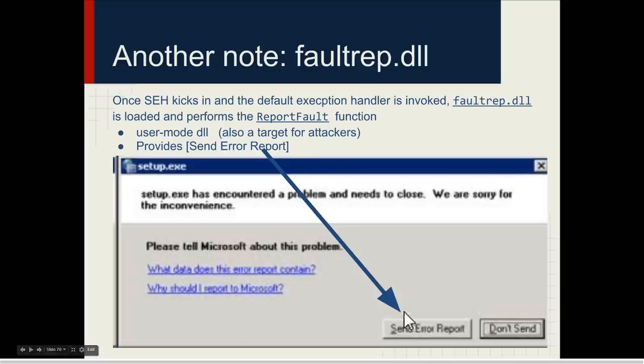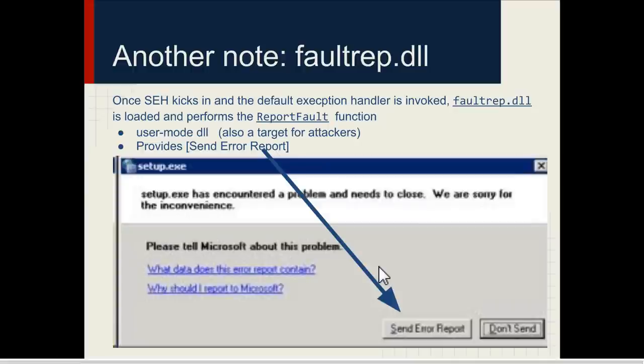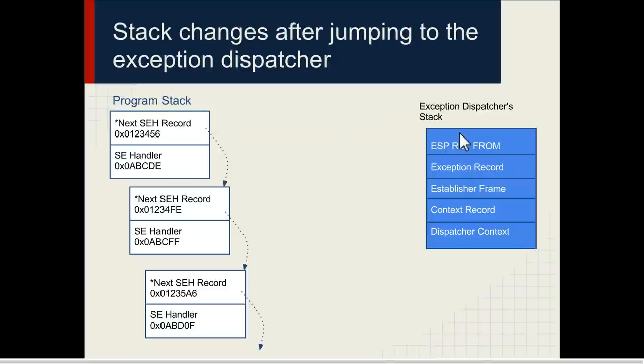Another thing that's interesting is that when that happens, a DLL gets injected, faultrep.dll, and that provides the functionality to send these error reports. I think there may have been some exploits in the past that involved trojanizing that, which is interesting. Essentially, when the exception dispatcher kicks in, it has its own stack, probably located on the same stack in that process.